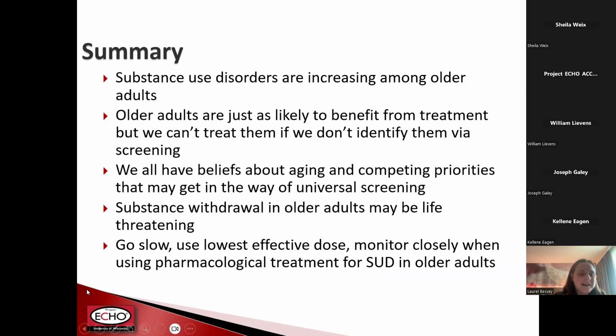And then my last slide just has some summary. So substance use disorders are increasing among older adults. They benefit from treatment, but we have to screen them in order to figure it out. We should consider substance use withdrawal in older adults as potentially life-threatening. And when using any medication, go slow, use the lowest effective dose, and monitor closely for side effects.